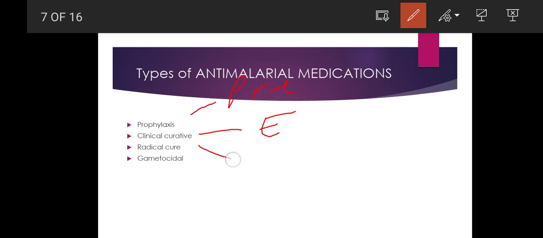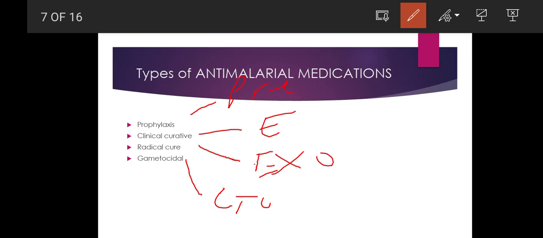Now, radical cure will take care of the exoerythrocytic phase. Radical cure will attack the exoerythrocytic phase, which will prevent relapses of the hypnozoites causing malaria in the future, while gametocidal drugs will take care of the gametocytic phase, which will prevent transmission. So these are the different phases at which the different drugs affect the life cycle of malaria.